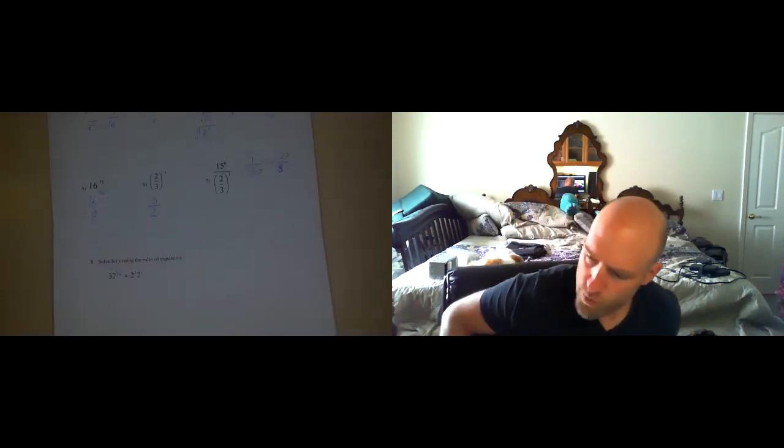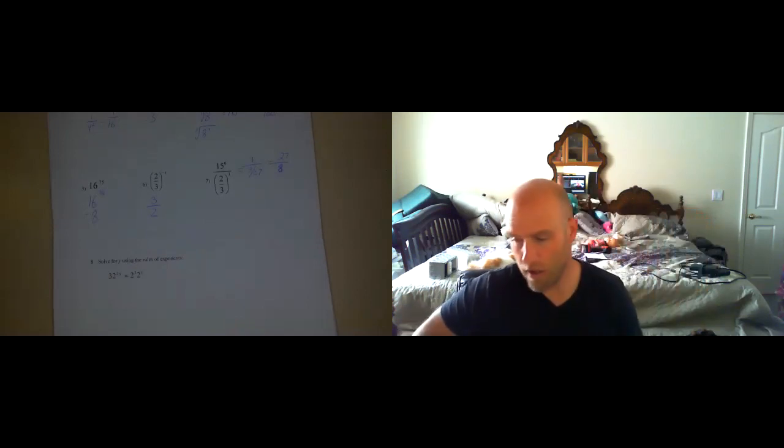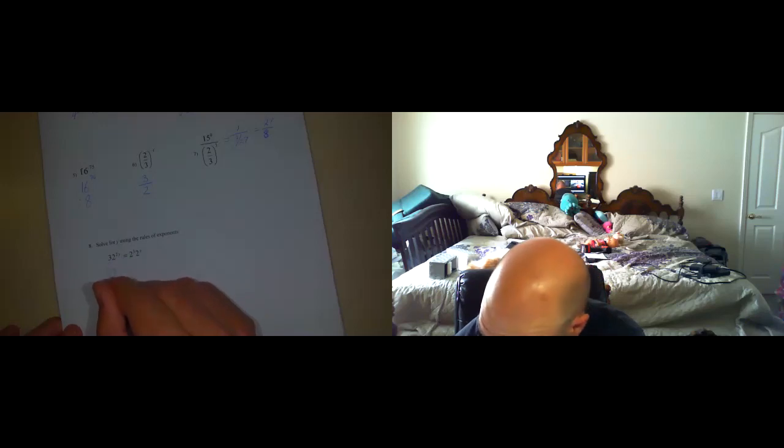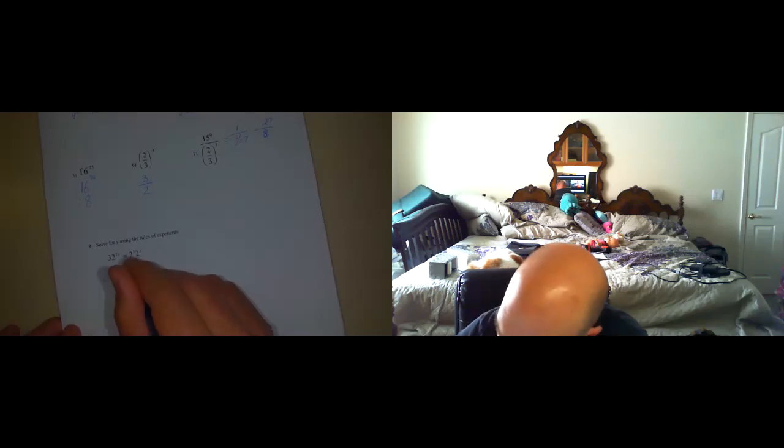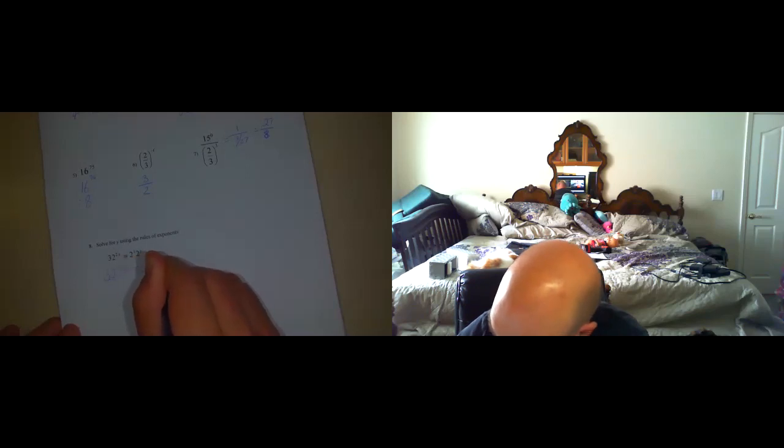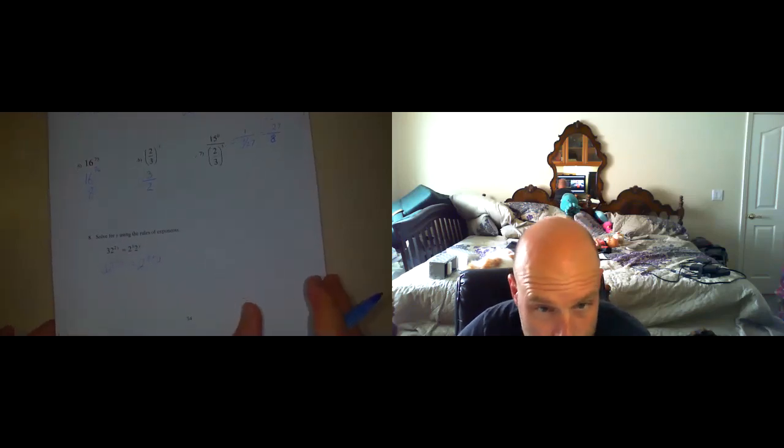Solve for y using the rules of exponents. So what I'm going to do here is write the left-hand side as 32 to the 2y. And when I multiply, I add these. So this is 2 to the 3 plus y. I could play around with logs, but I don't think I have to yet, because this is really 2 to the 5th, to the 2y.